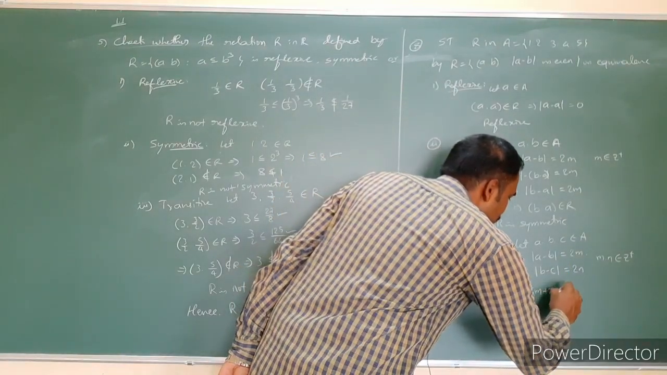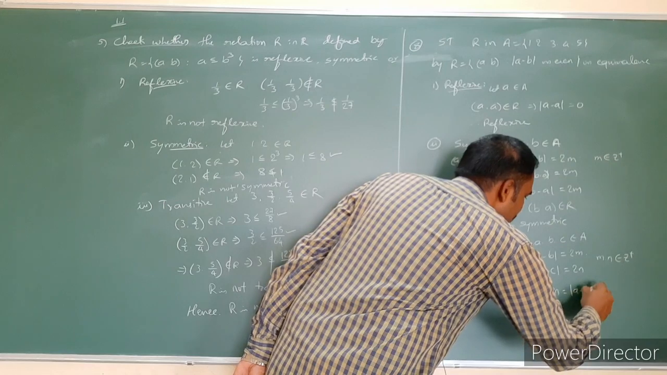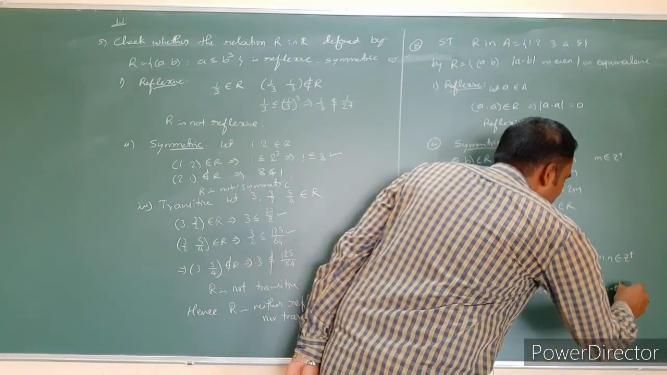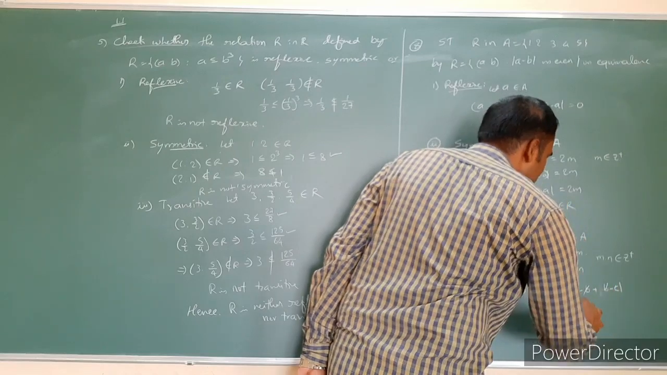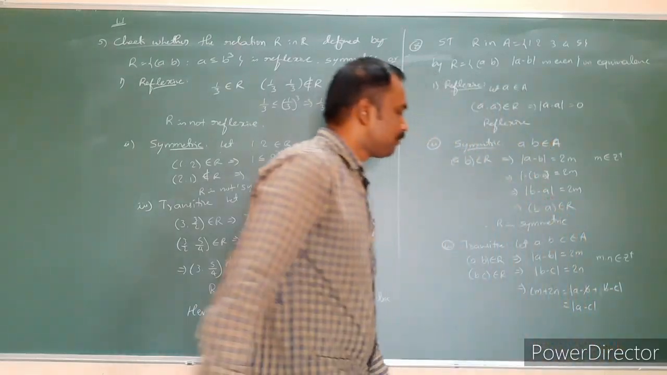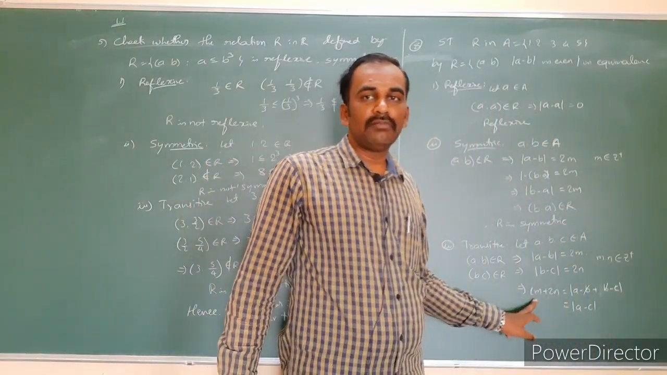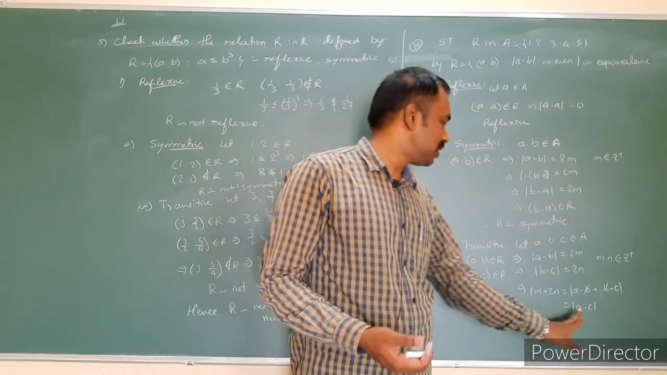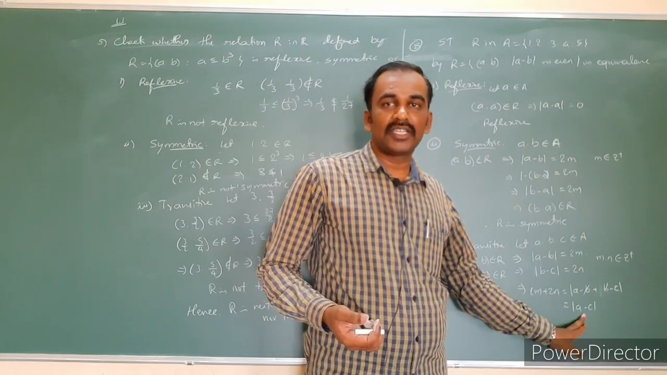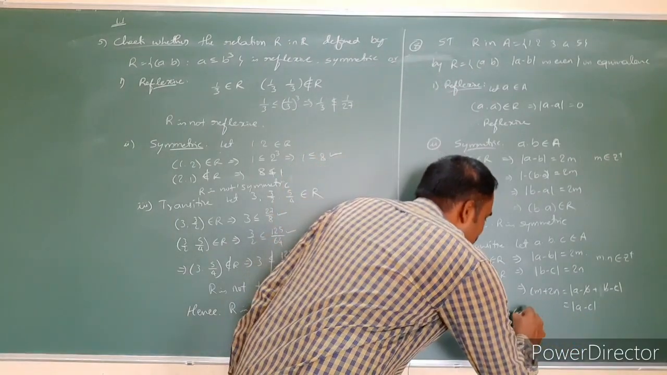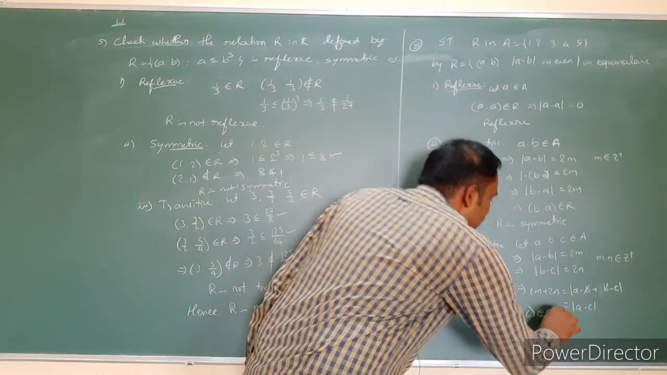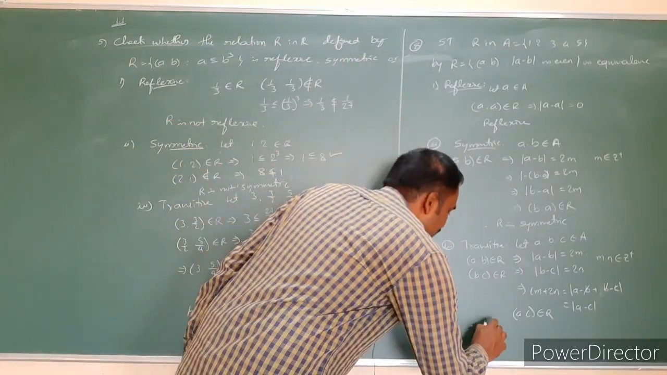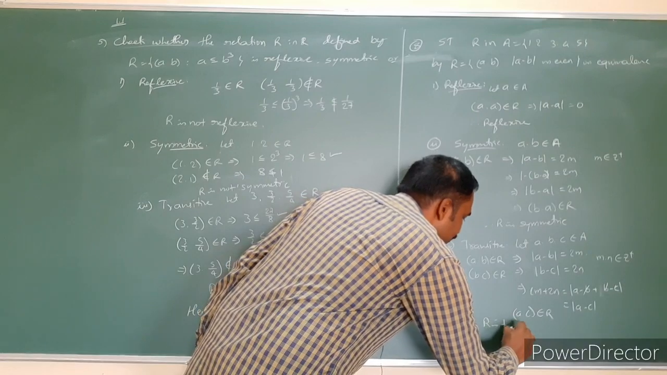Adding 2m plus 2n is equal to mod of A minus B plus mod of B minus C. We can write it as, plus B minus C will cancel, mod of A minus C. So on the left hand side, 2m plus 2n, 2 is common, 2 times of an integer is equal to mod of A minus C. From this, A minus C is also an even number. So A comma C is also present in the relation R.